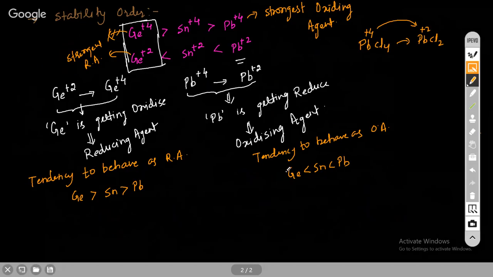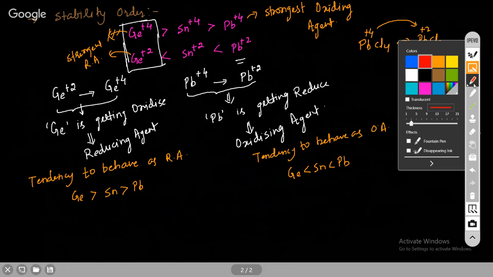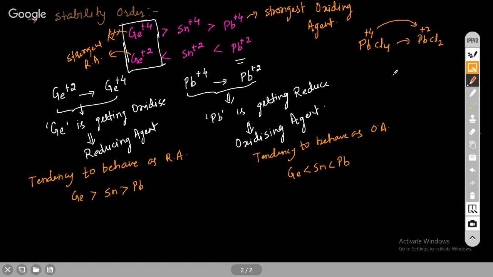So if I write down here the last thing, for all the elements, we have carbon, silicon, germanium, tin, and then lead. Carbon shows only +4 oxidation state. Silicon can show +2, +4, but generally it is +4 only. Germanium can show +2, +4. Tin can show +2, +4, and lead will show generally +2.